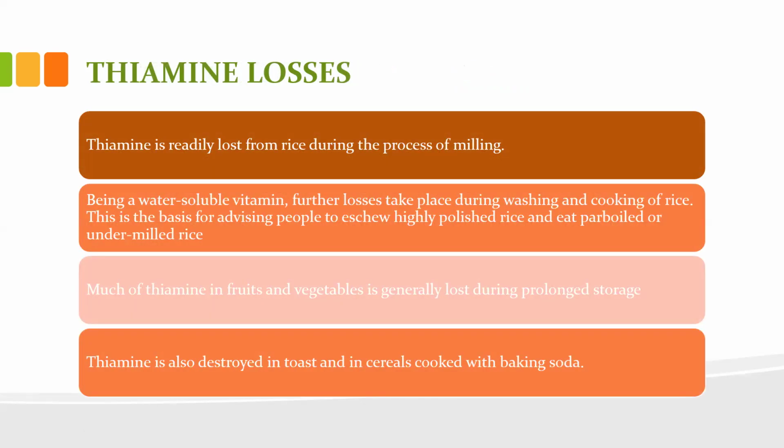Thiamine losses. Thiamine is readily lost from rice during the process of milling. Being a water-soluble vitamin, further loss takes place during washing and cooking of rice. This is the basis of advising people to eschew highly polished rice and eat parboiled or undermilled rice. Much of the thiamine in fruits and vegetables is generally lost during prolonged storage. Thiamine is also destroyed in toast and in cereals cooked with baking soda.